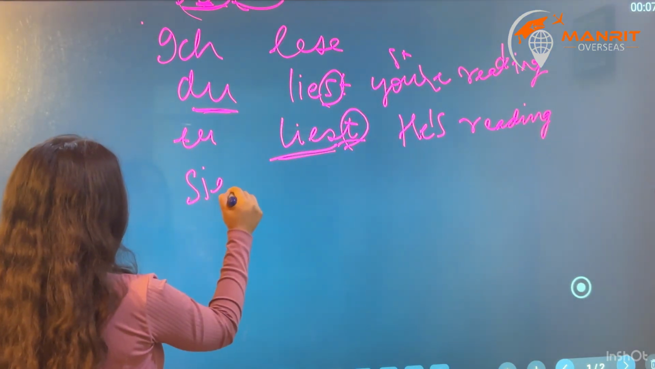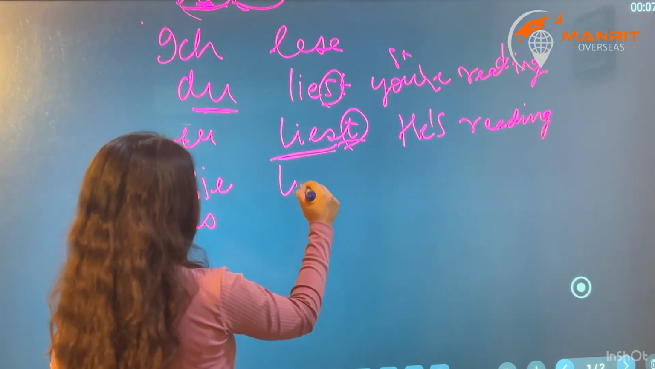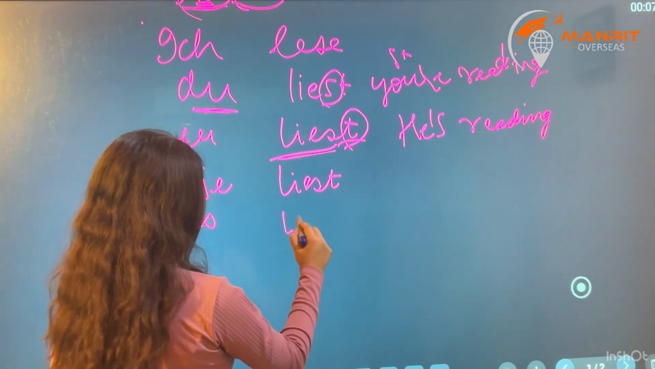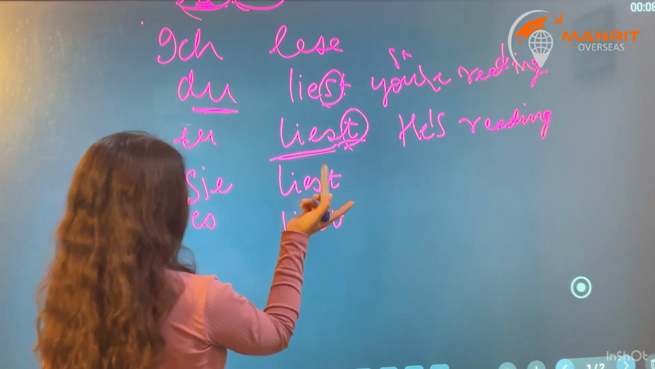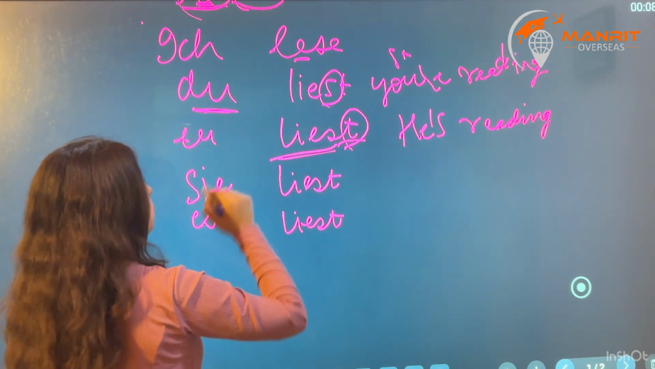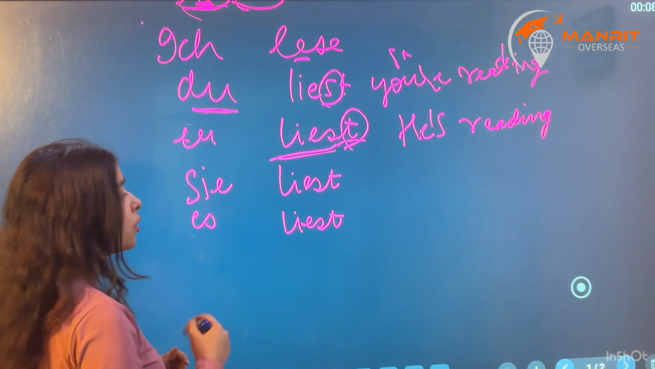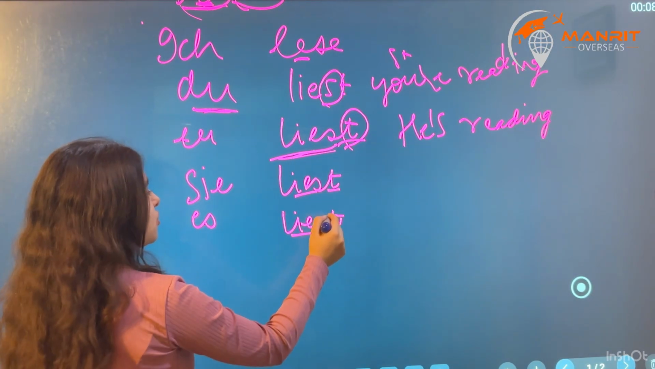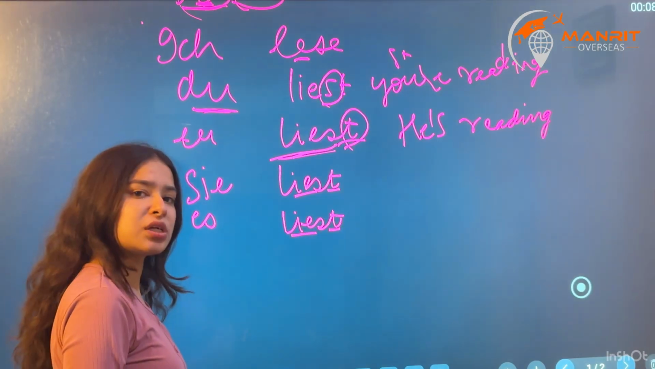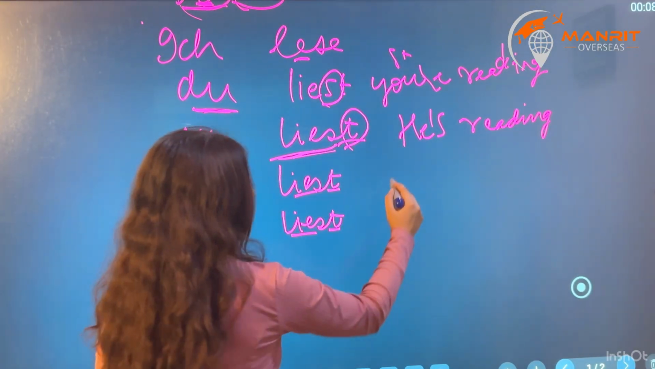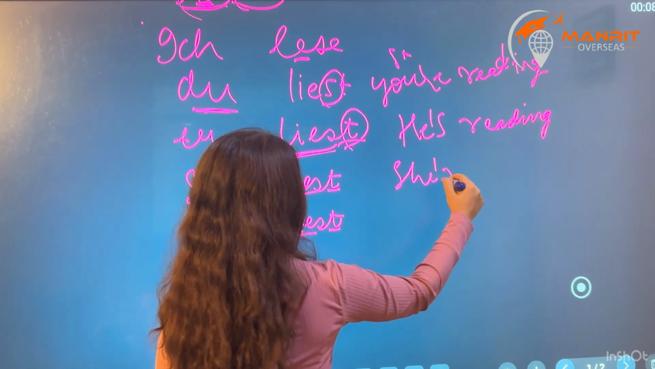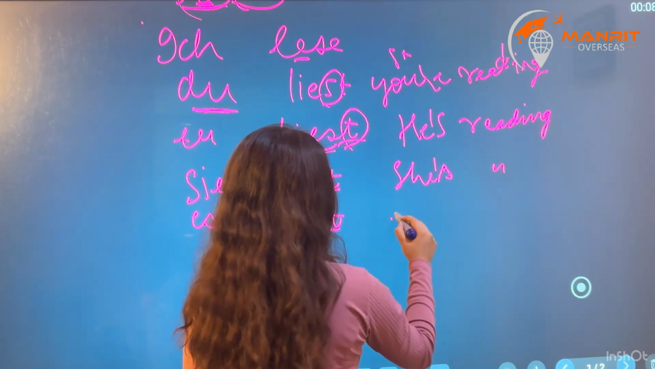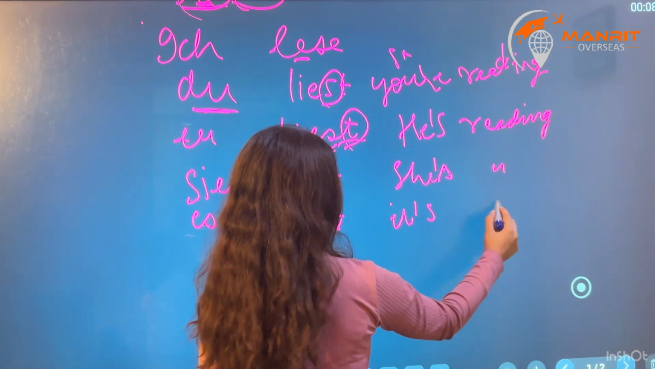With sie and es also it will be liest, the same, because again the e from the main verb is changed to ie, and we have just changed the ending to t according to the conjugation rule, and this will mean she is reading or it is reading.